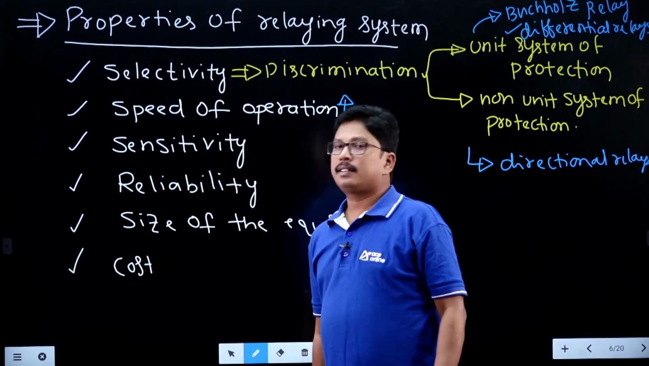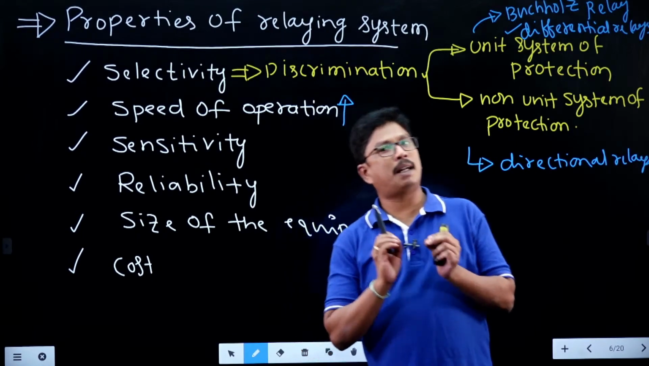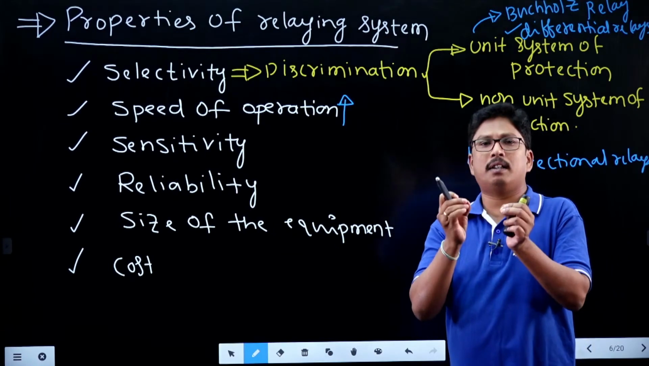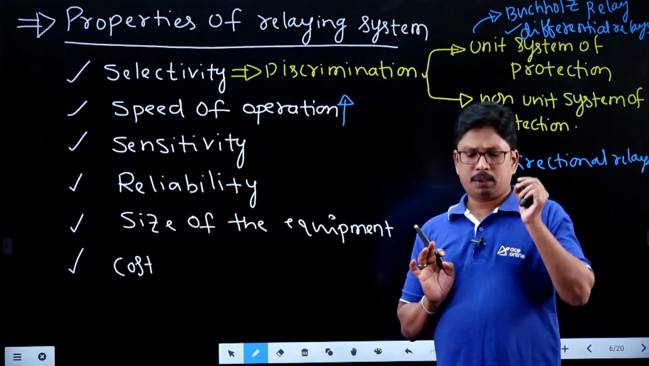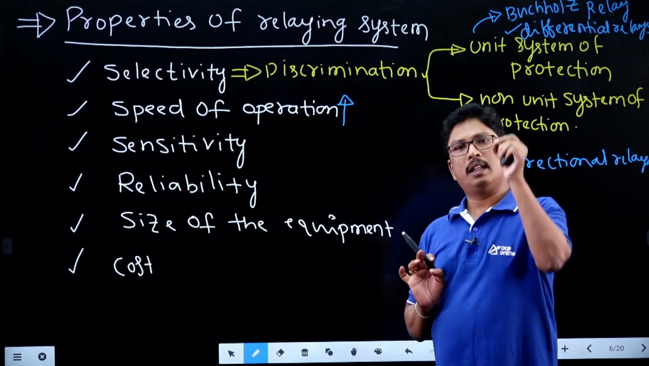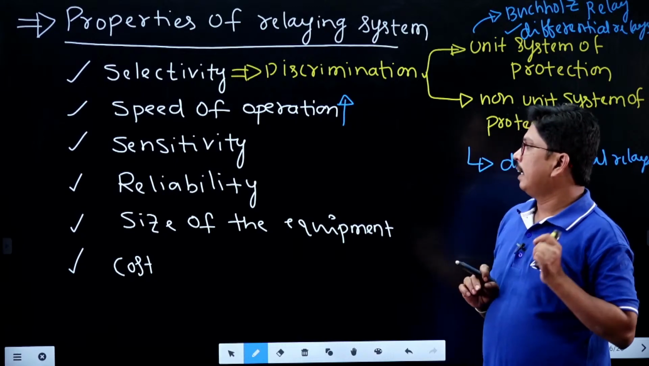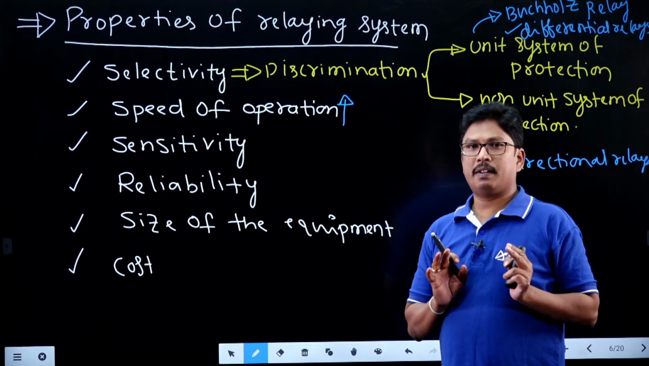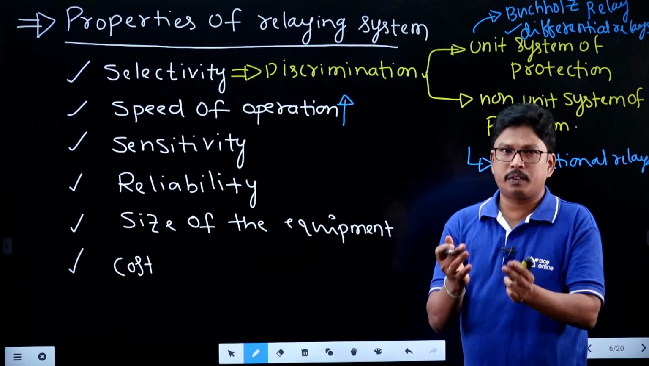And next one is sensitivity. The relay should have the highest sensitivity. It is able to sense all possible faults. That is, even a very small deviation in the quantity, the smallest possible variation in the operating quantity, should be sensed by the relaying system. And reliability means we have to trust the relay. It should operate whenever the fault occurs. So we have to trust it, right?